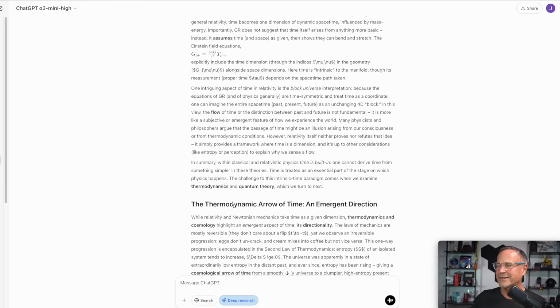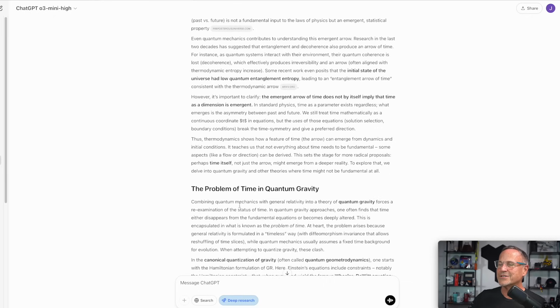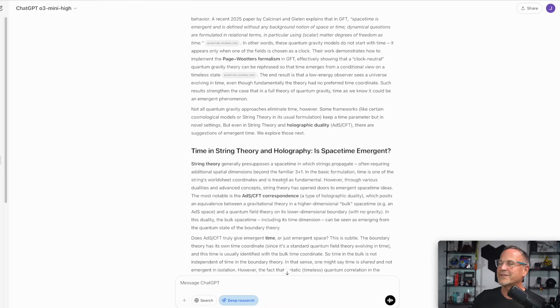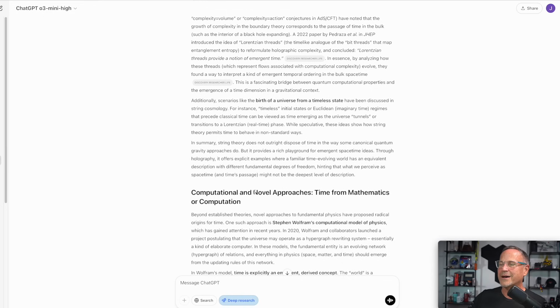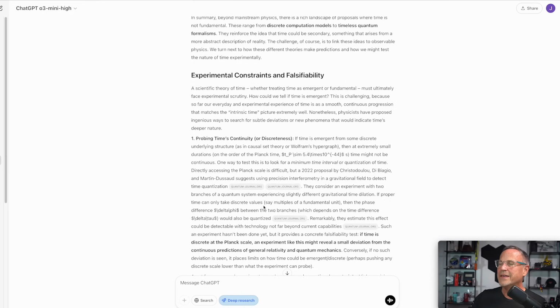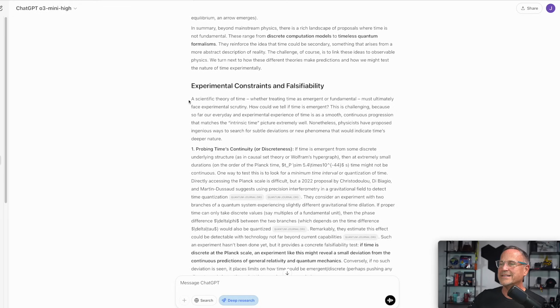You've got thermodynamic arrow of time, emergent direction, quantum gravity. Let's see, what else do we have? String theory and holography, computation and novel approaches. So this would be Wolfram stuff. And then you eventually get to, and I did want to have, experimental constraints and falsifiability. I want theories that at least have some degree of falsifiability, or else it's just sort of magic, right? Otherwise it's alchemy or something.